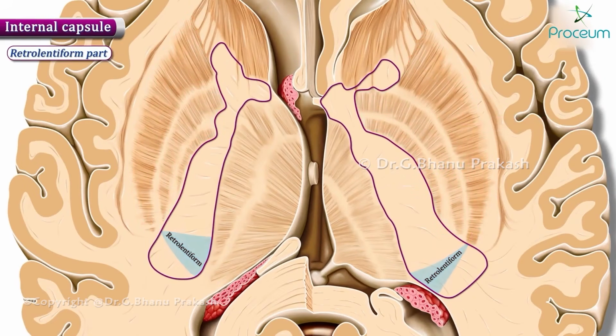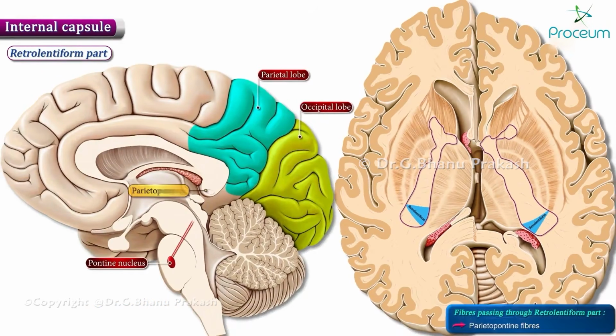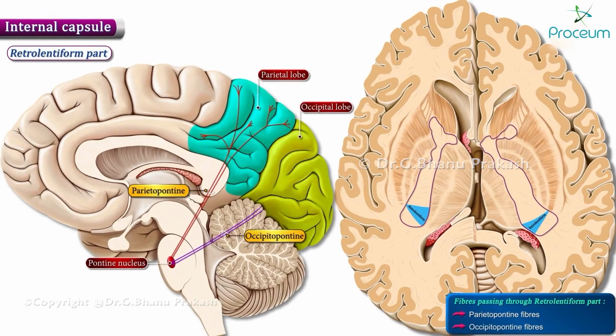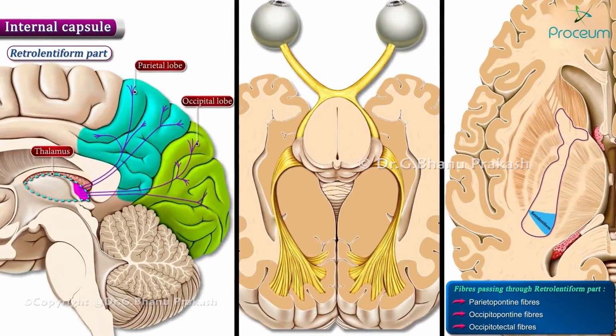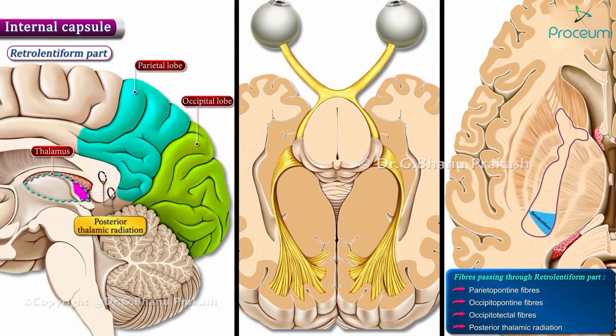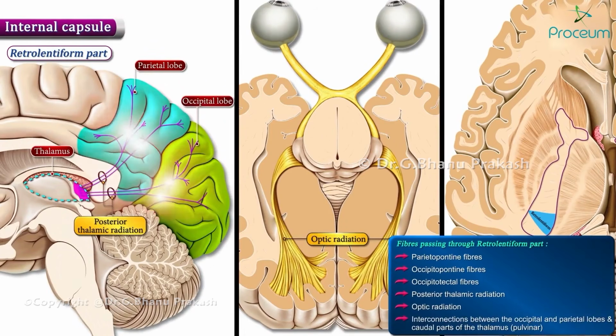Retrolenticular part. It lies behind the lentiform nucleus. The retrolenticular part of the internal capsule contains parietopontine, occipitopontine, and occipitotectile fibers. It also includes the posterior thalamic radiation and optic radiation and interconnections between the occipital and parietal lobes and caudal parts of the thalamus, especially the pulvinar.